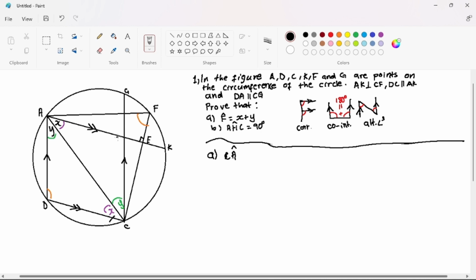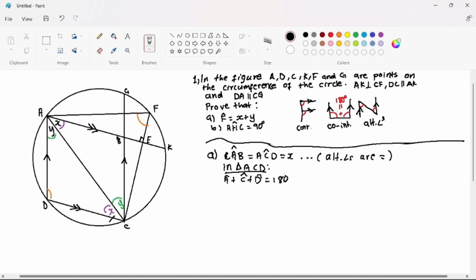CAB. Actually, we have a B here, guys. CAB is going to be equal to angle ACD, right? Is going to be equal to X. Our reasoning is going to be alternating angles are equal, right? And then we are going to tell the examiner that we are considering triangle ACD, right? So in triangle ACD, we are going to be having angle A plus angle C plus angle D, right?